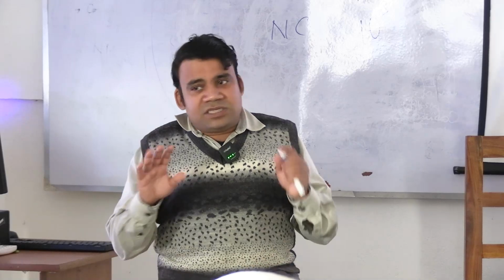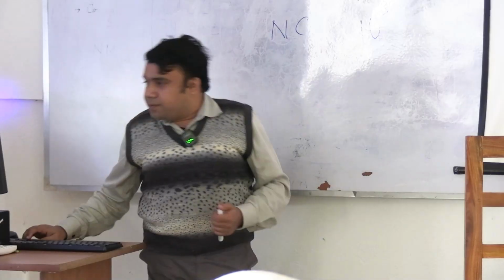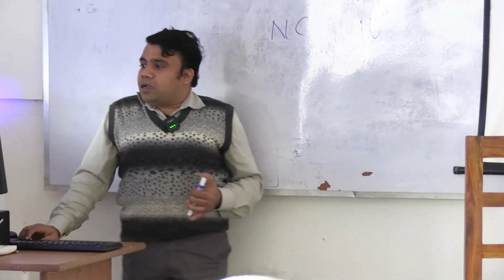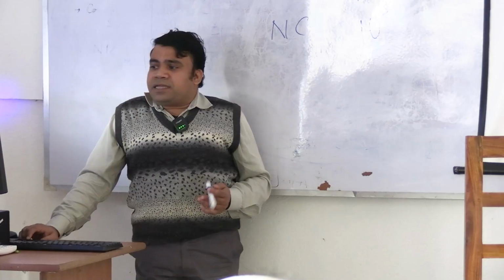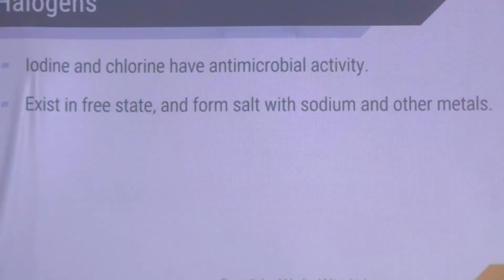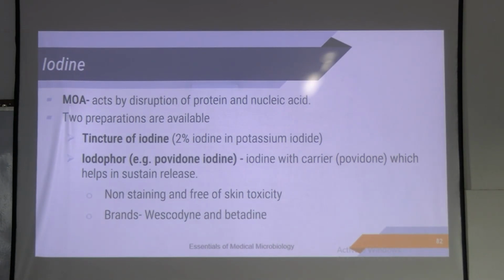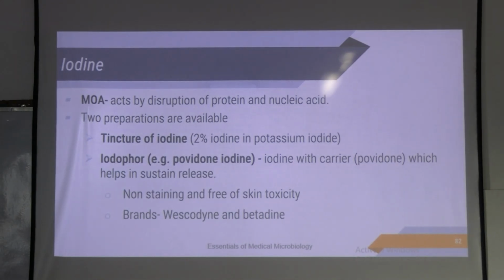Okay. So, these are the practical implications of disinfection. Next, let us look at the halogens. Halogens commonly used are iodines, which have a direct activity against the microbes, and there are two preparations of iodine. The one is called tincture iodine. A very common trade name is Betadine, that is commonly used. It contains 2% iodine in the form of potassium iodide. The other is an iodophore, that is, iodine is carried with povidone.